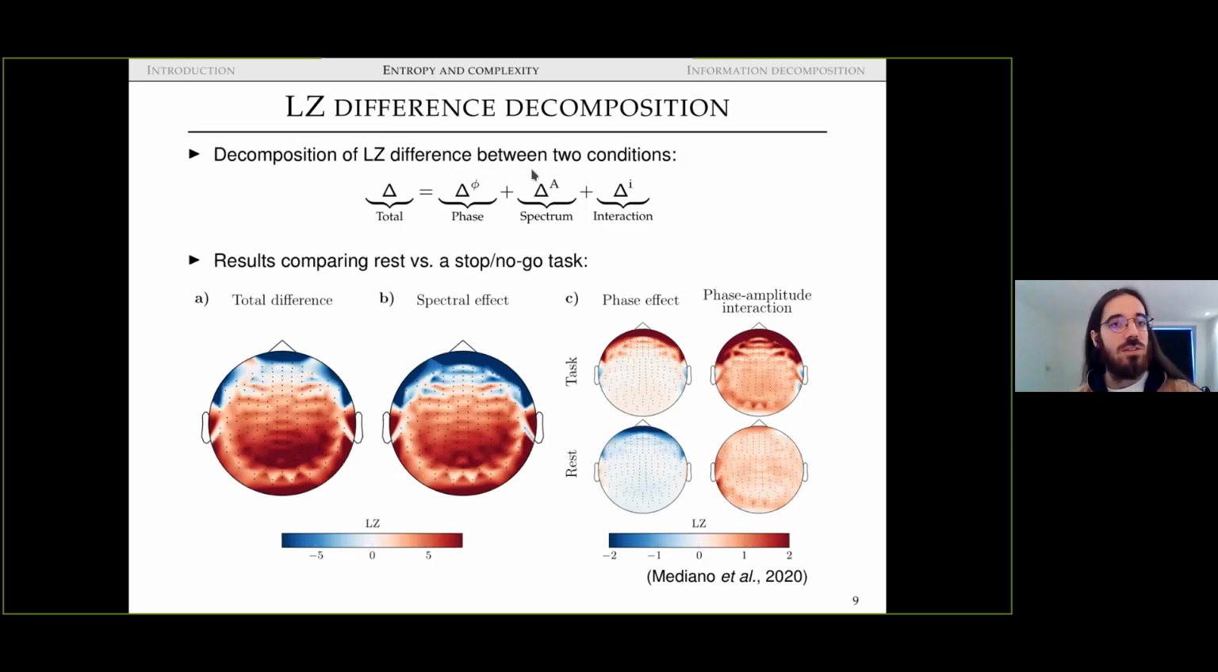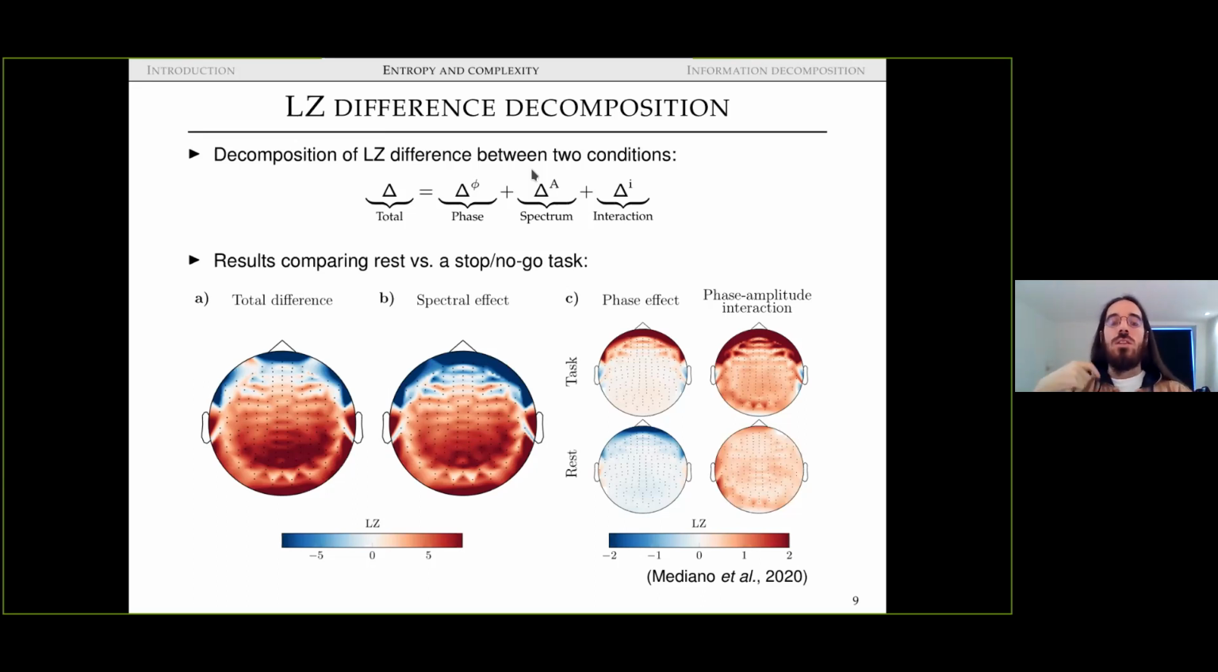So if you look at the left panel, that is the total difference in Lempel-Ziv complexity between rest and task. We see an apparent frontal decrease in complexity, whereas complexity increases basically everywhere else throughout the brain. But if we tear this apart, we can see that the spectral effect, the phase, and the interaction effects have very different topologies. In particular, some of them focus on the frontal side of the head. And this gives us another degree of interpretation of the data.